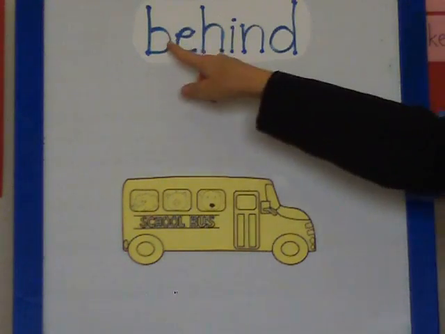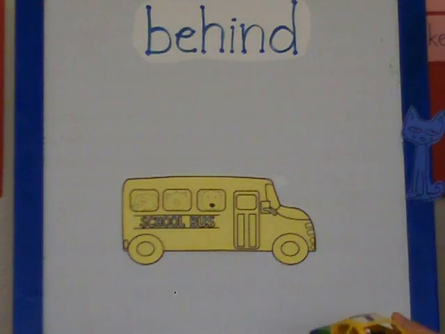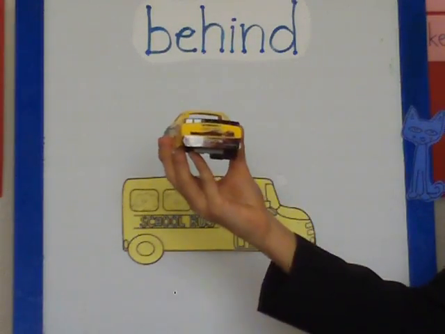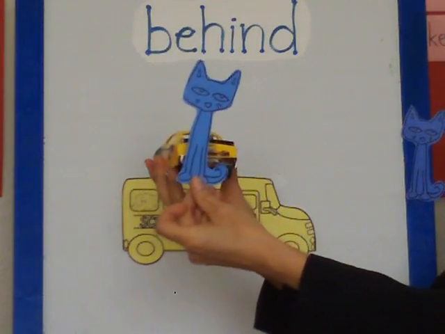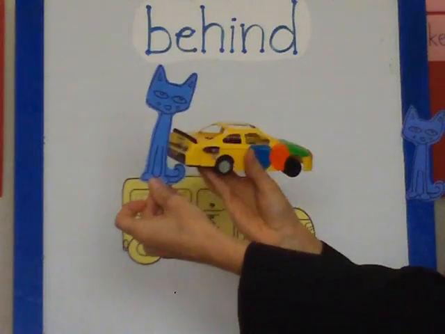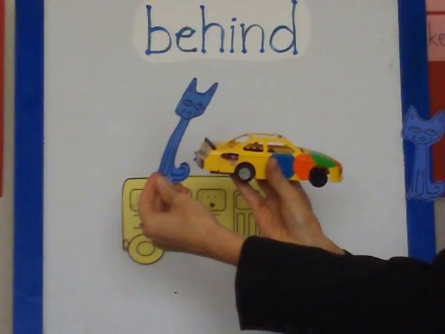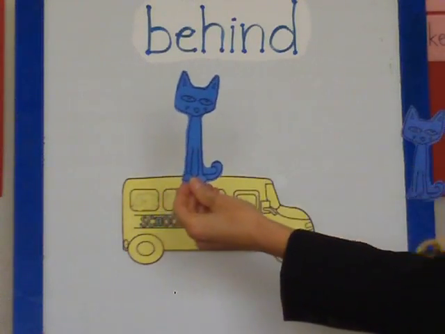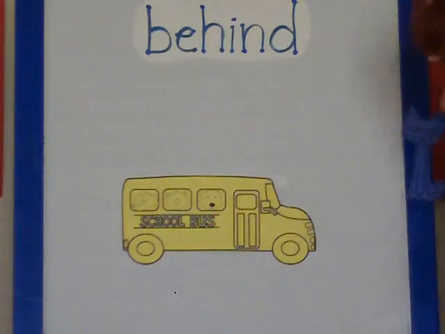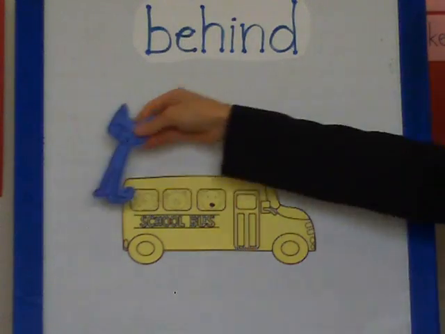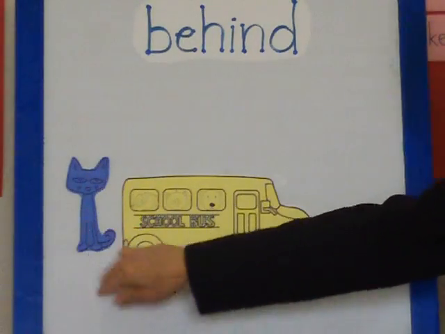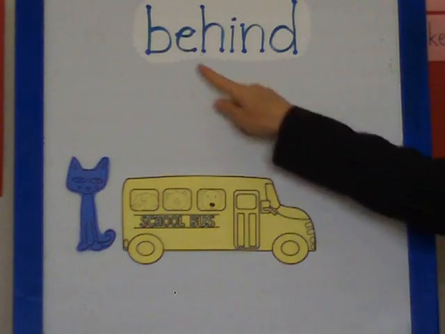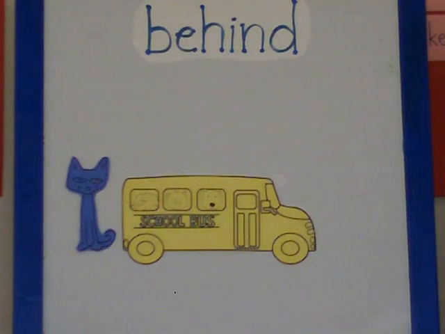Okay, next we're going to put Pete behind the bus. Now this looks a little different. If you look at this car, this is the back of the car. Now Pete is behind it. So if I turn it, just like the bus is, and we're looking sideways, you can see Pete is still behind it. So we will put Pete behind the bus. Let's put that in a complete sentence. Pete is behind the bus.